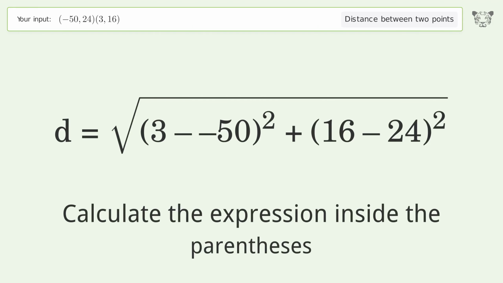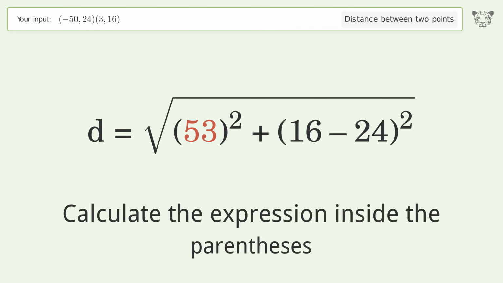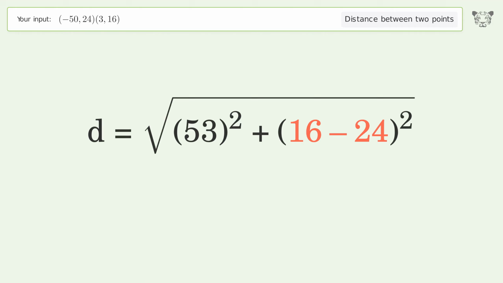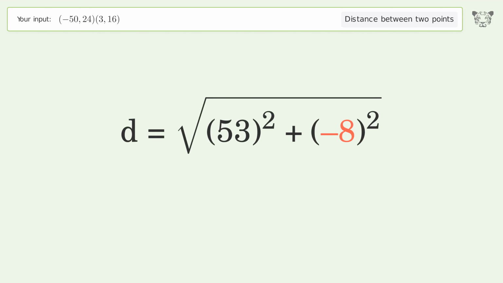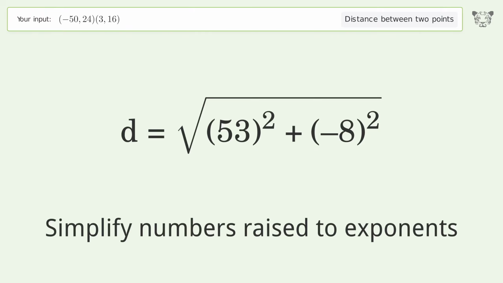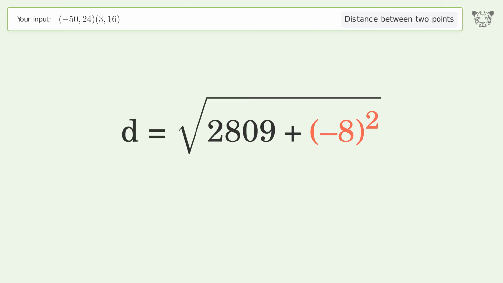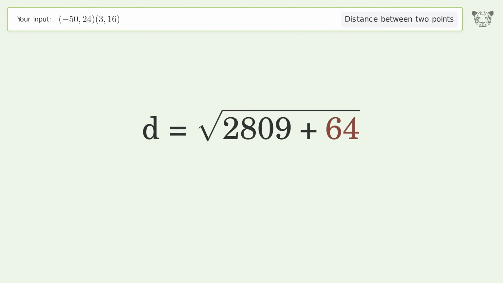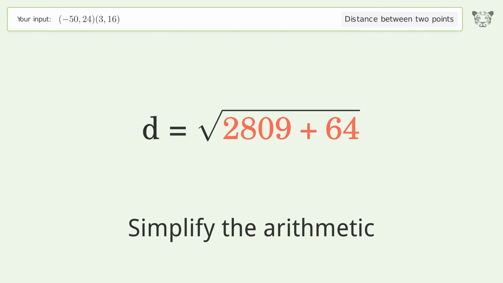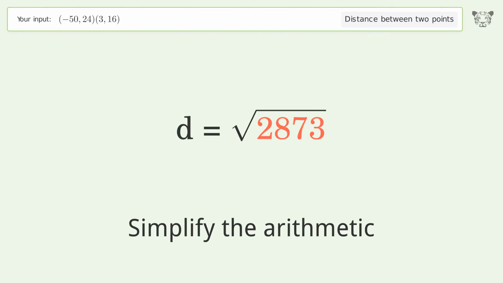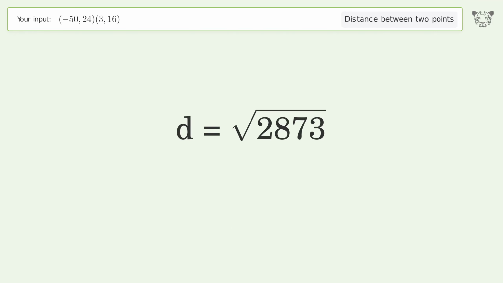Calculate the expression inside the parentheses. Simplify numbers raised to exponents. Simplify the arithmetic. And so the distance between the 2 points is the square root of 2,873, or 53.6.